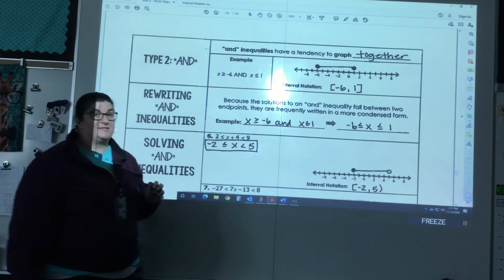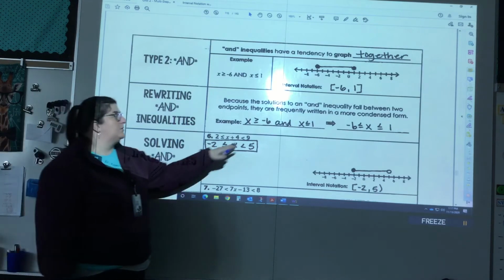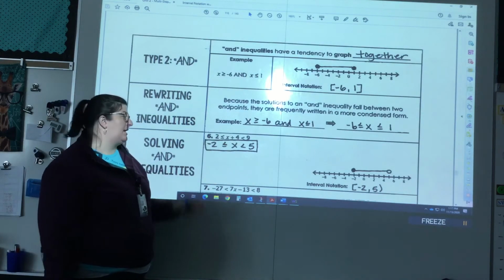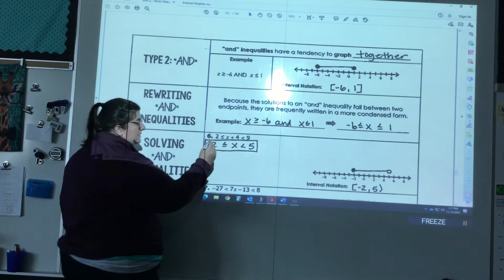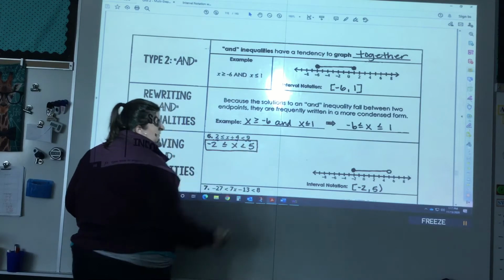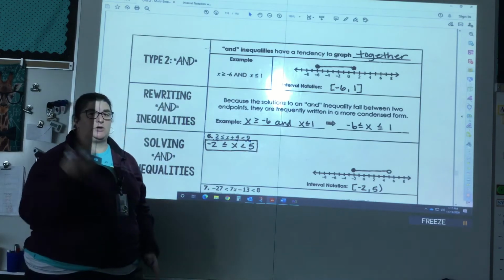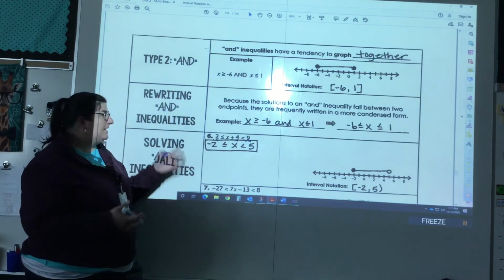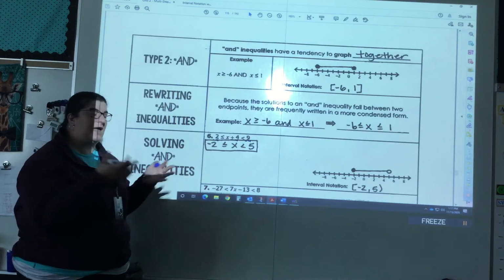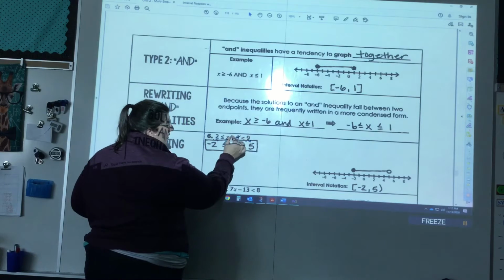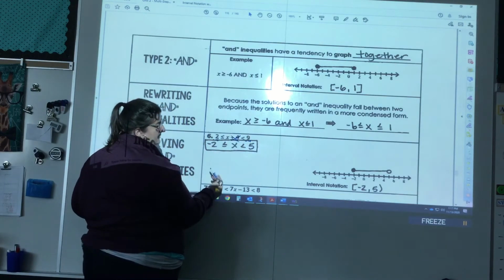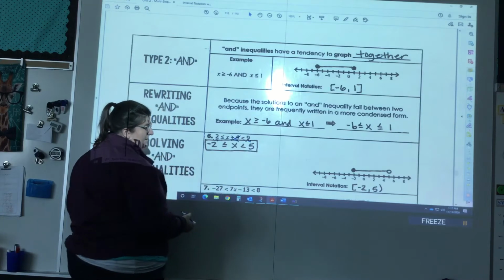2 is less than or equal to x plus 4, which is less than 9. Our goal is to get x by itself in the middle. And how we did this in this first one is we simply just subtracted 4 from all three parts. Just like an equation, when you do it to one side, you've got to do it to the other. And you need to do it to all three parts: the left, the right, and the middle. This will cancel out in the middle. 2 minus 4 is -2. You've got your x left. 9 minus 4 is 5.